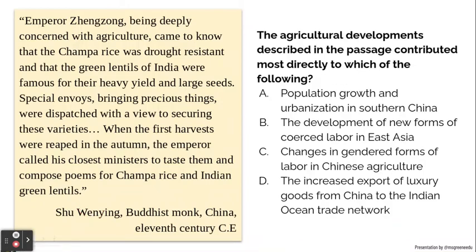Okay, this question uses the same passage. So pause the video, go ahead and read the question, and then unpause. All right, so this one, the agricultural developments described in the passage contributed most directly to which of the following? So champa rice and bringing in lentils had the impact of population growth, A, and urbanization in southern China. So the Song Dynasty's population grew tremendously because there was so much more food available for people. So A is the correct answer.